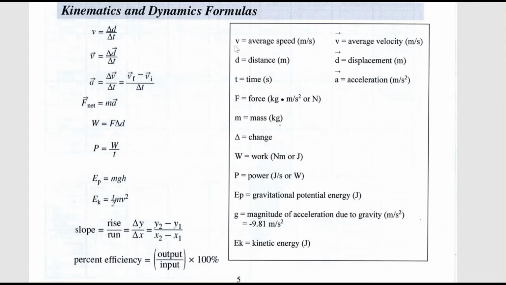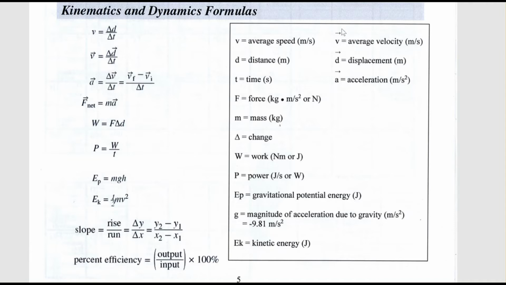Now, the difference between speed and velocity is that velocity has that arrow above it. So what does that mean? Which one of these is a scalar and which one is a vector? Yeah, you got it. Speed is a scalar because it's got no directional component to it.